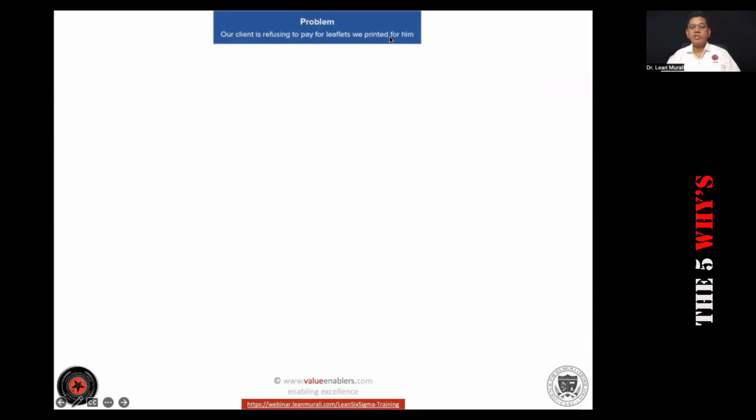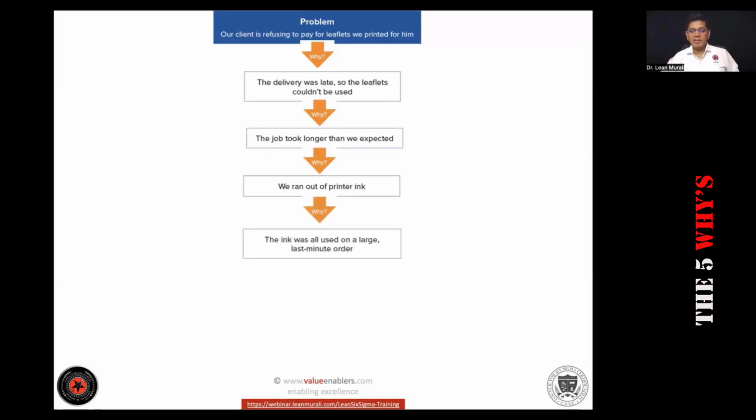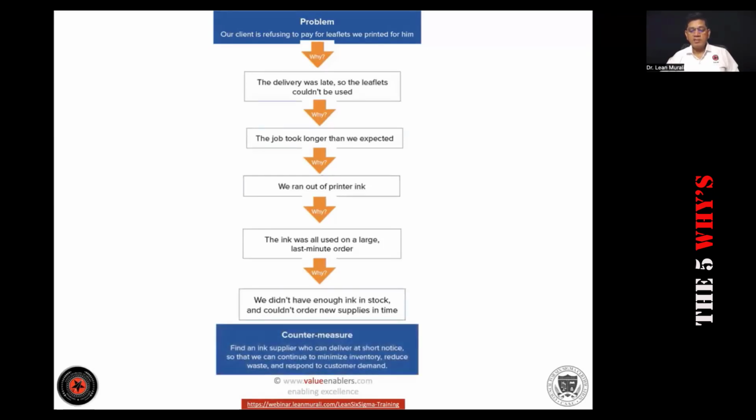Our client is refusing to pay for the leaflet that you have printed for them. Why is the client refusing to pay? Because you delivered late, so they cannot use it. Why did you deliver late? Because the job took longer than expected. Why did the job take longer than expected? We ran out of printer ink. Why did you run out of printer ink? The ink was all used on a large last-minute order. Why did you use it on a large last-minute order? We didn't have enough ink in stock and couldn't order new supplies in time.